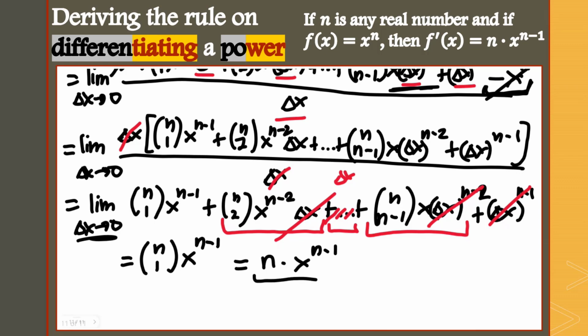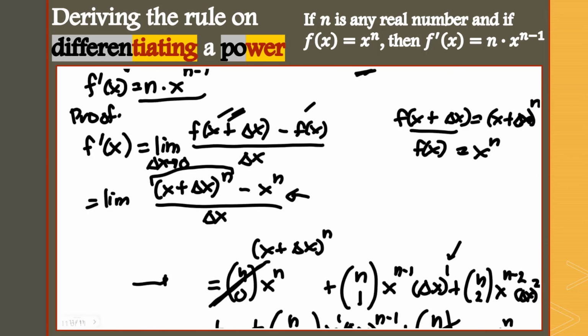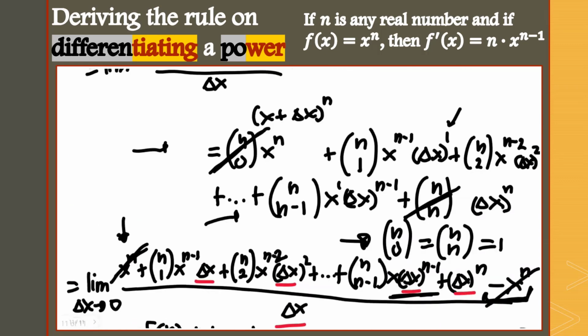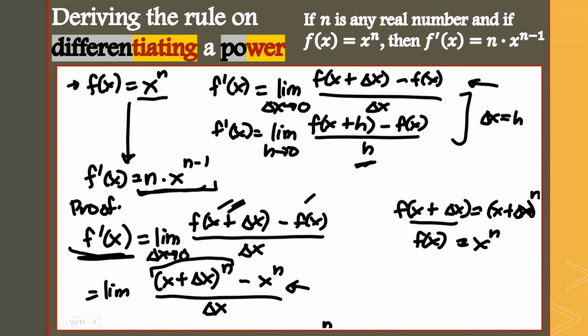And what is this? Finally, we have reached the conclusion we're trying to reach. From this portion, we have verified this. Therefore, using this proof, it is equal to n times x to the power of n minus 1. And this is actually the rule for differentiating a power, and we will be using this for future examples. But this is the proof of this rule or theorem for differentiating a power.